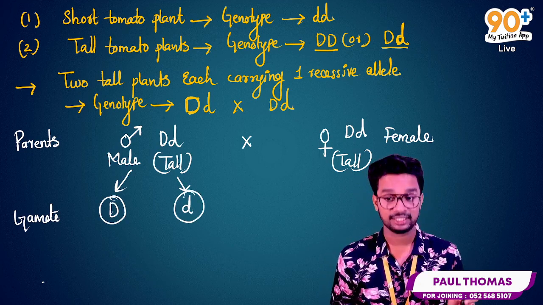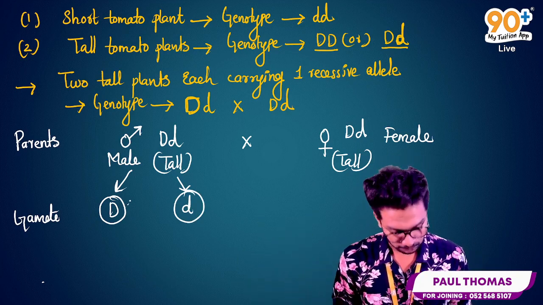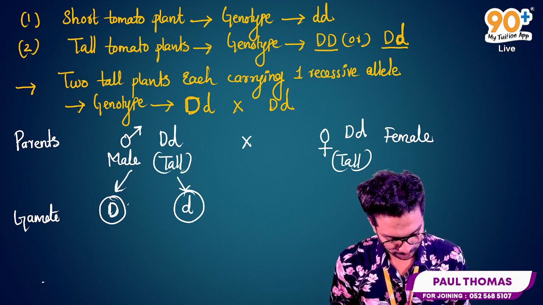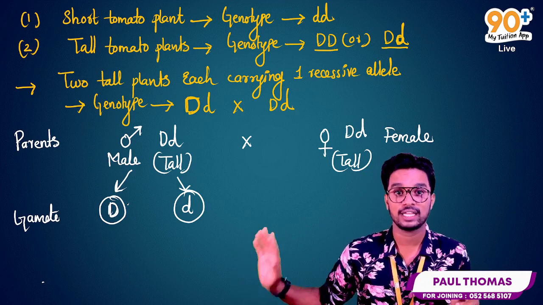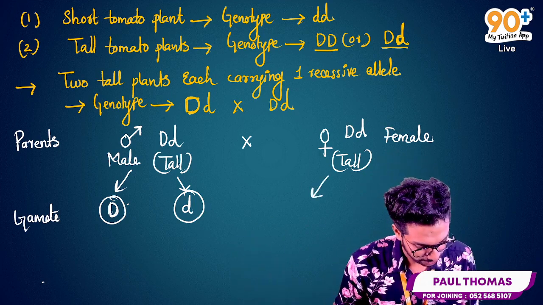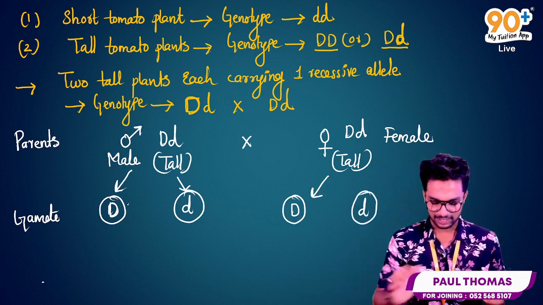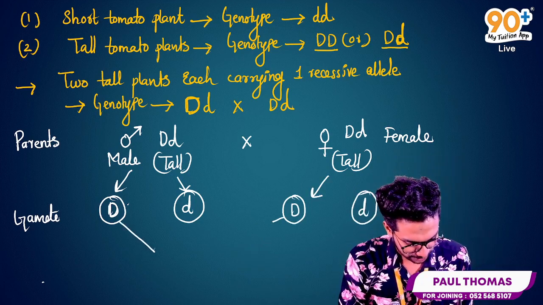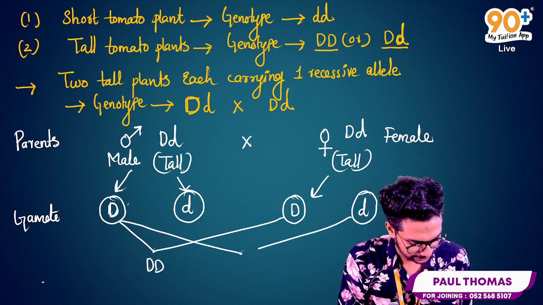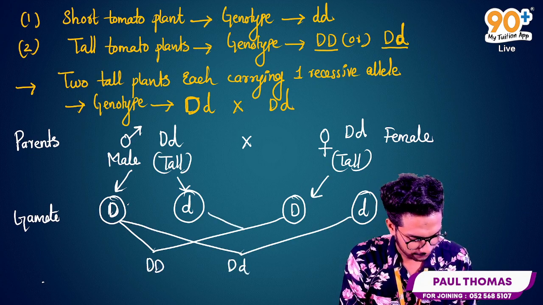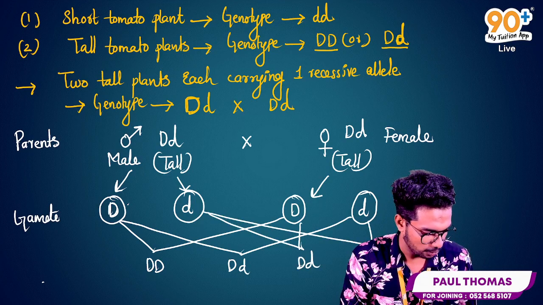And don't forget to mention, after writing the alleles, you should circle it. That is a mandatory rule that should be followed while you're writing the gamete combination. And here the gamete combination will be capital D and small d. Okay, so now we are going to cross this and finally we will get capital D, and the next one is capital D small d, and we got capital D small d, and we got small d.